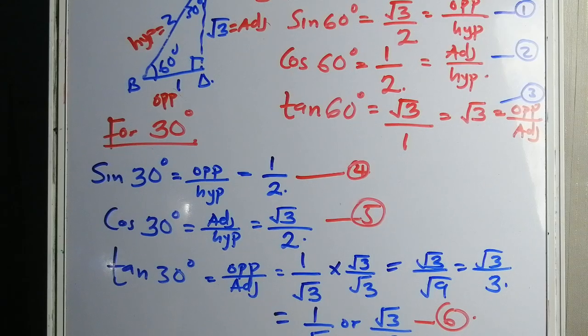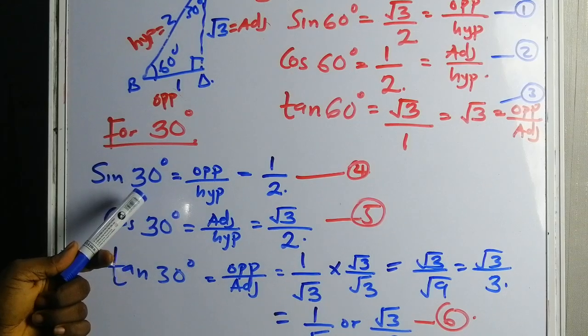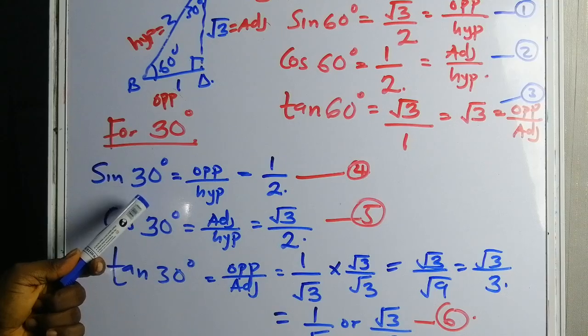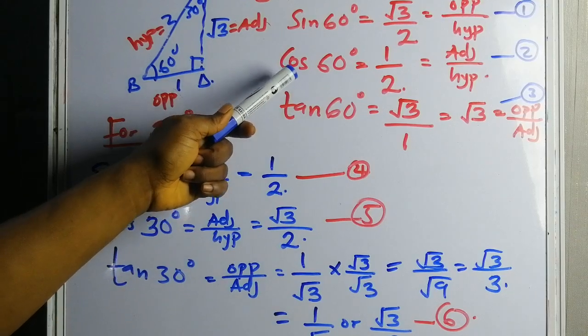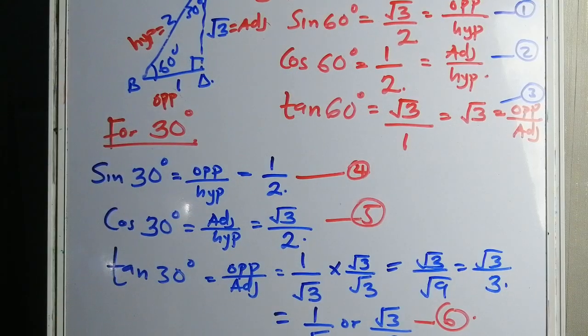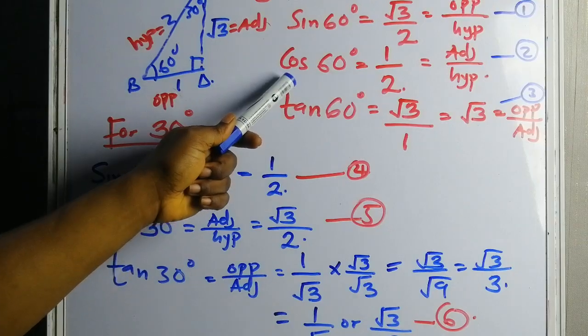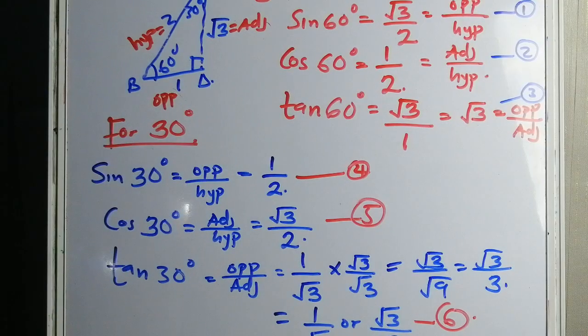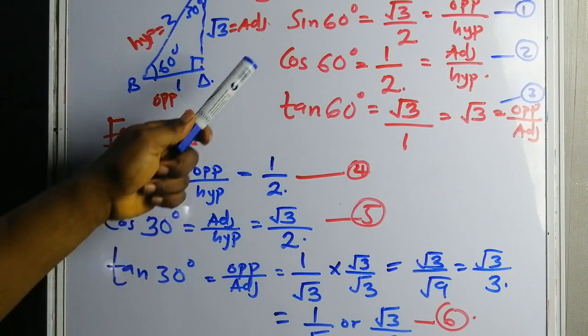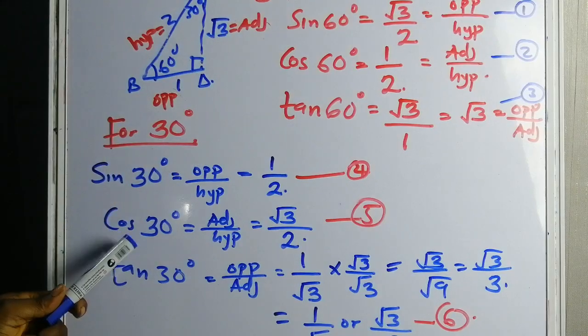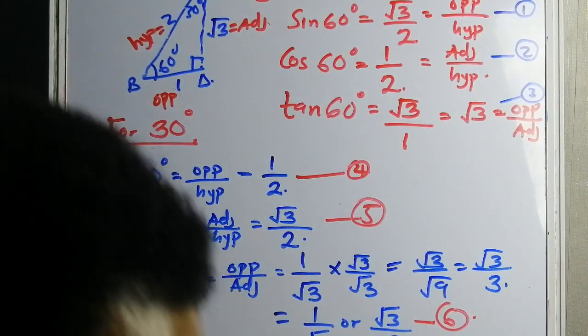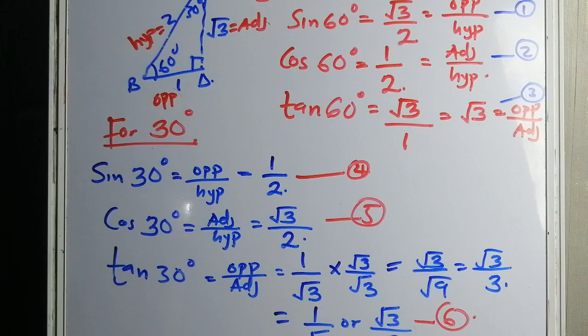It's very simple. So equation 4 equals equation 2: sine 30 degree equals cos 60 degree. Now equation 5 equals equation 1, which is cos 30 degree equals sine 60 degree.